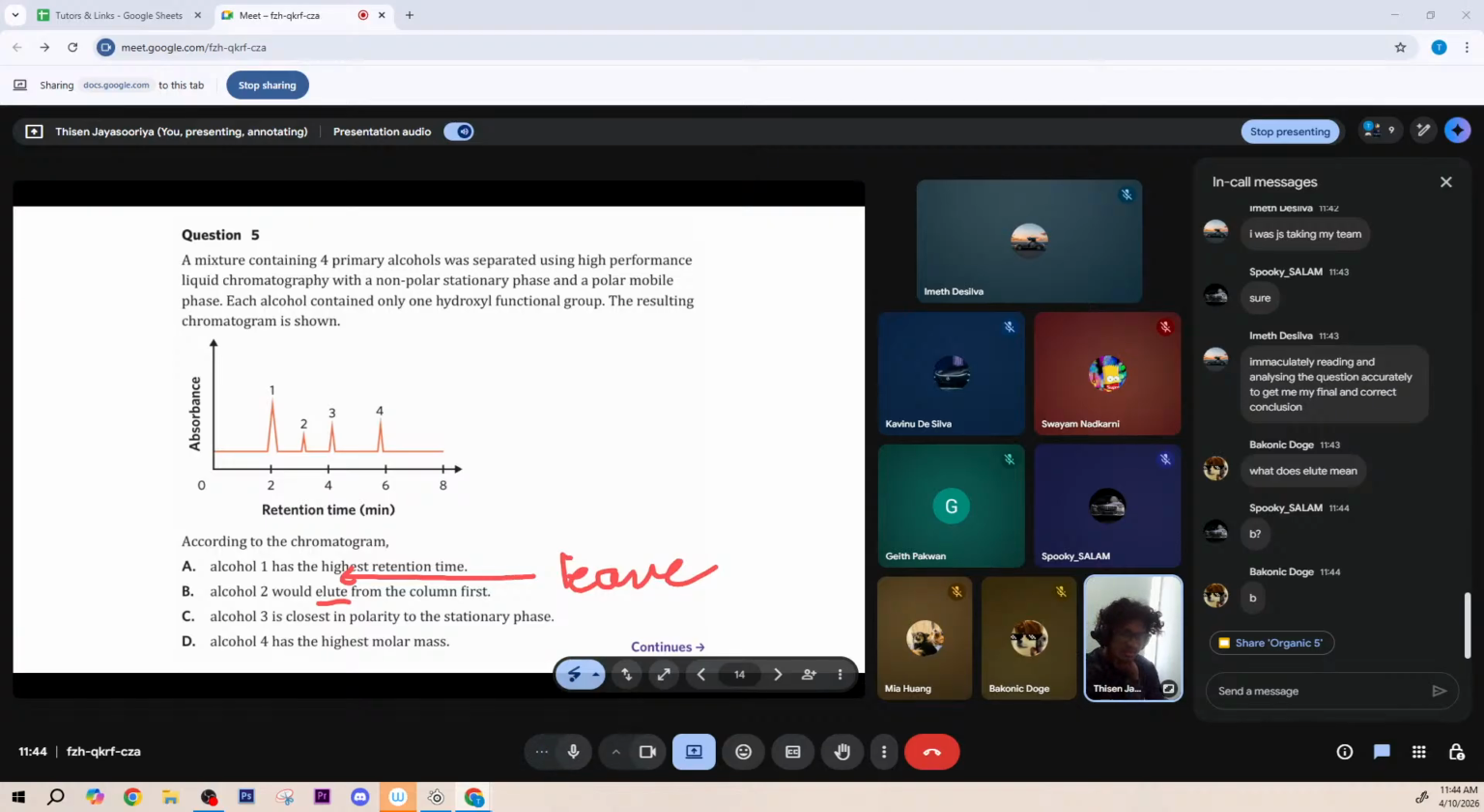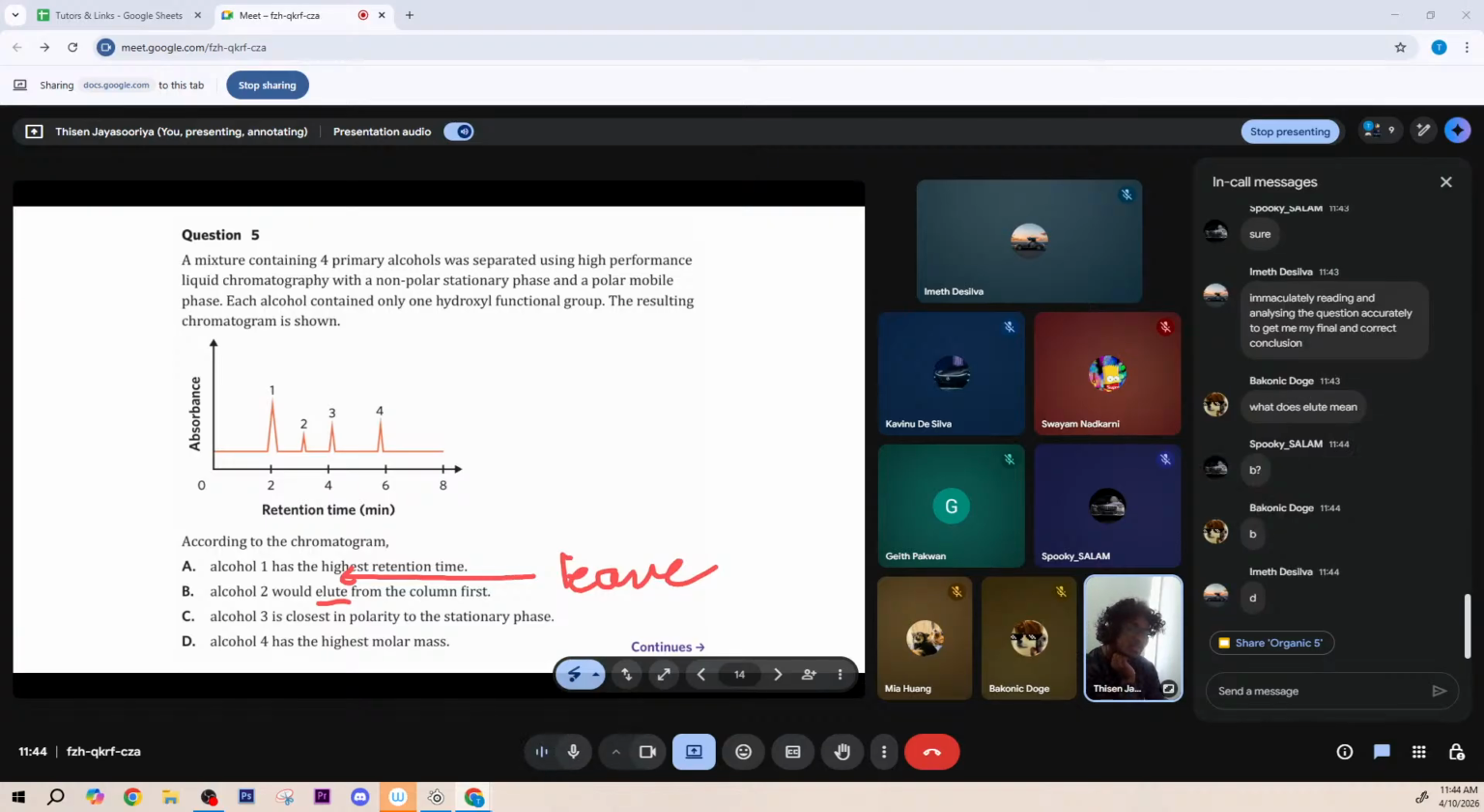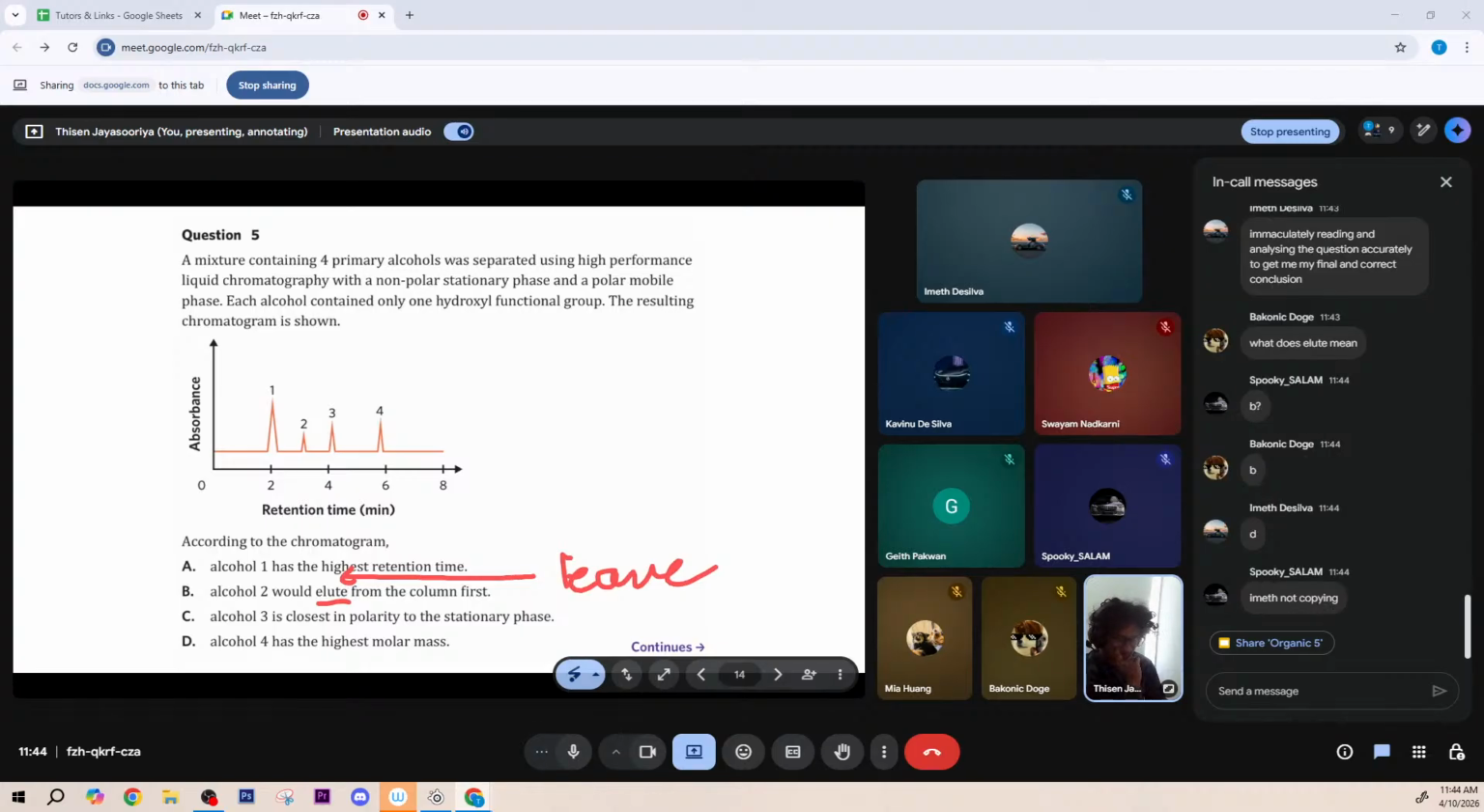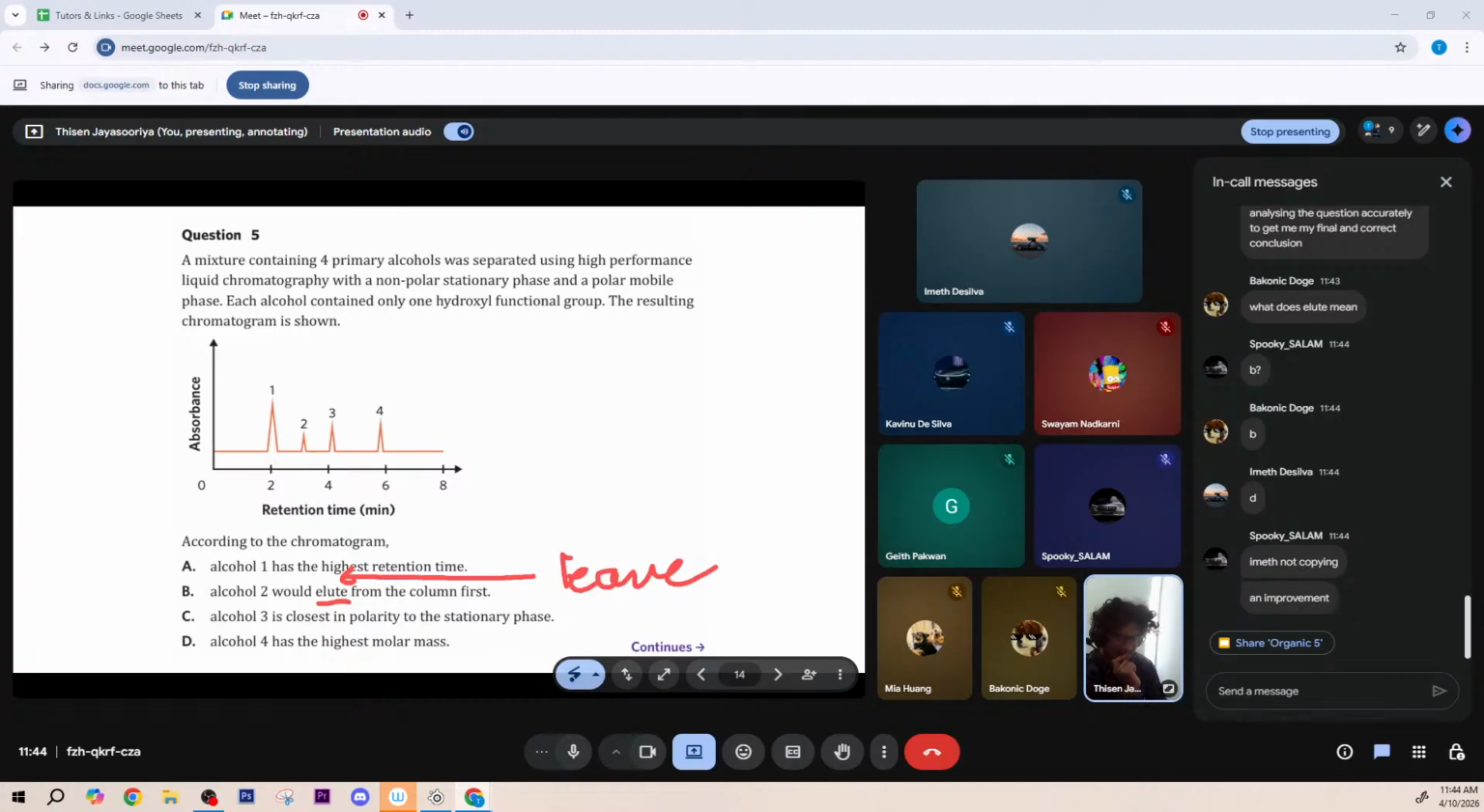B. Anyone else? D. Okay. So, it's definitely not A because A has the lowest retention time, not the highest. It's not B, right? B isn't what leaves first. Number 1 is what leaves first. Yeah. C, right?